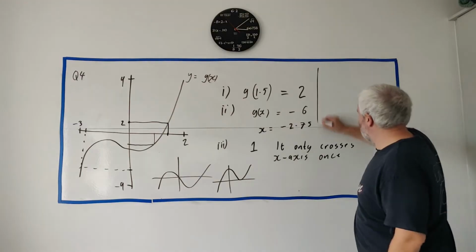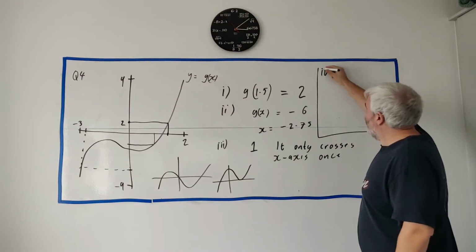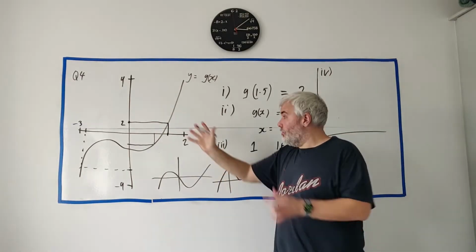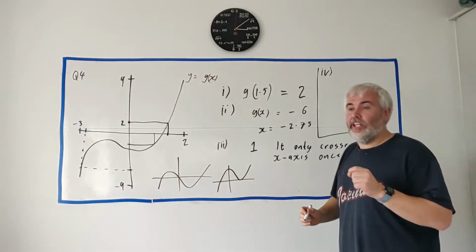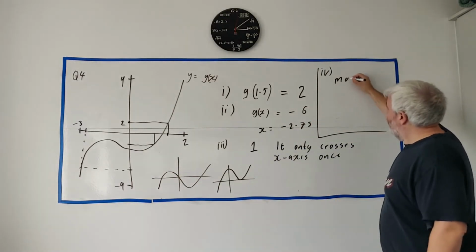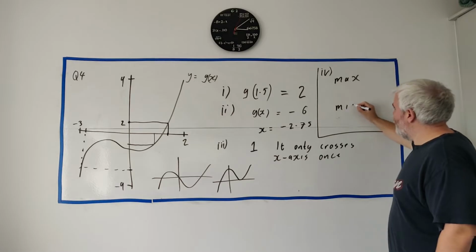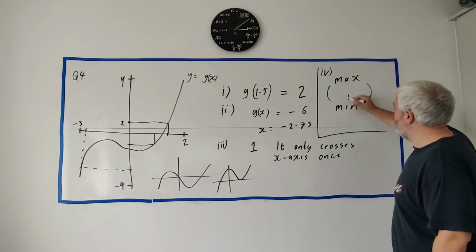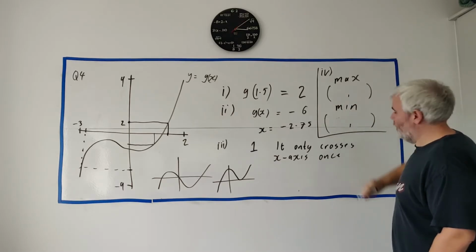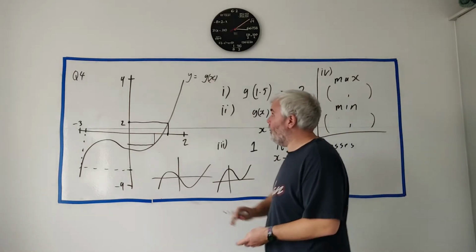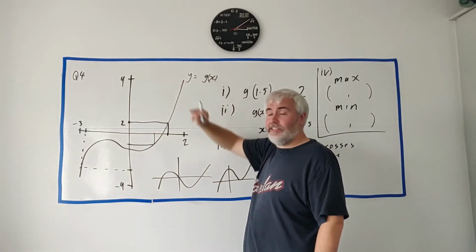For part 4, let me squeeze it in up here. It asks us to use the graph again and estimate the local maximum, here's the max, and the local minimum, and find the points. So there's going to be a point for both of these. Now, local maximum, this is a big number up here. That's not what they're talking about.